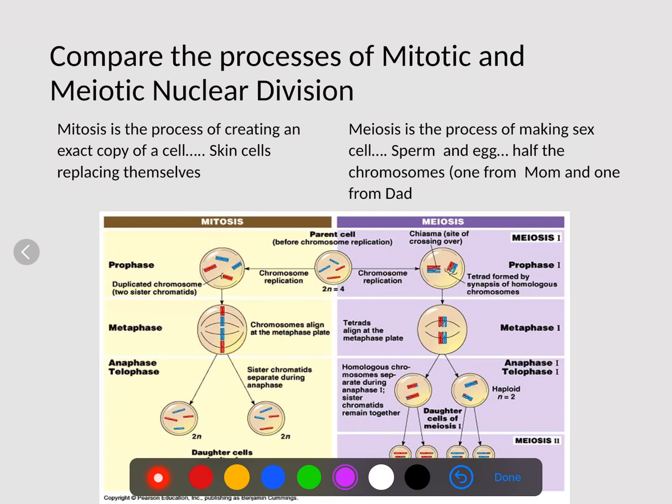Meiosis is the production or the making of sex cells, sperm and the egg. Again, we're producing half the number of chromosomes for when we do reproduce. We are combining the 2 halves to make a whole. So again, there are 2 nuclear divisions in meiosis to create 4 haploid genetically different cells.